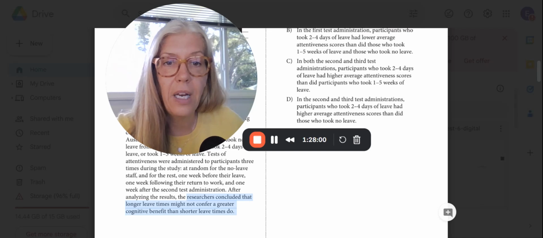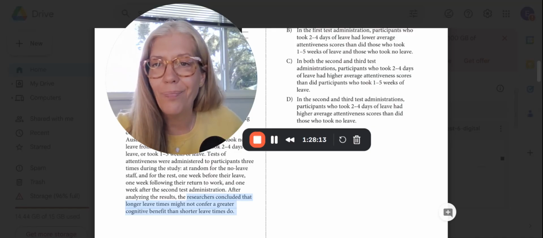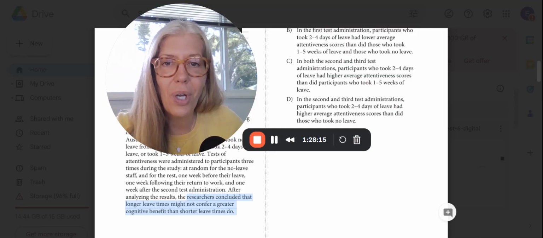Or D, in the second and third test administration, participants who took 2 to 4 days of leave had higher average attentiveness scores than did those who took no leave. Oh, we're comparing no leave again. We're not interested in no leave. So C would be the correct answer on this one.